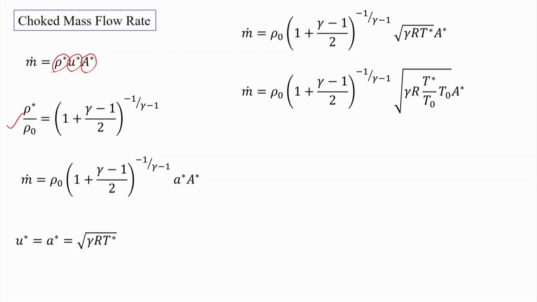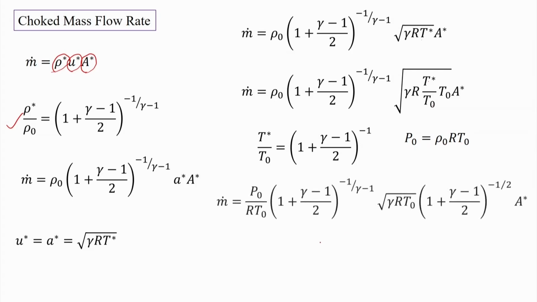So we will alter this T star by writing it as T star upon T naught into T naught, and we know the relation of T star upon T naught is equal to (1 plus gamma minus 1 by 2) bracket raised to minus 1. This relation is obtained for a very particular case where Mach number is equal to 1. Further we will say P naught, the total pressure, is equal to total density into R into T naught. Keeping all these relations in the mass flow rate formula, we get a big relation for mass flow rate as shown on the screen.